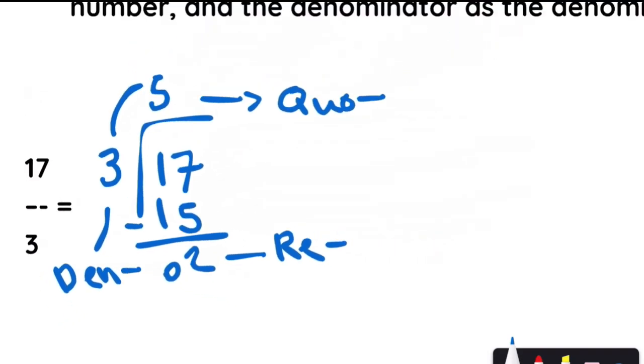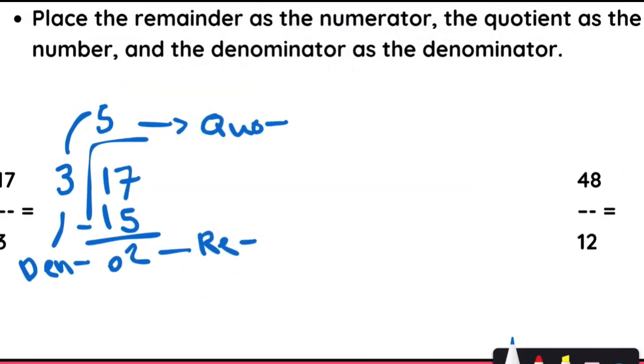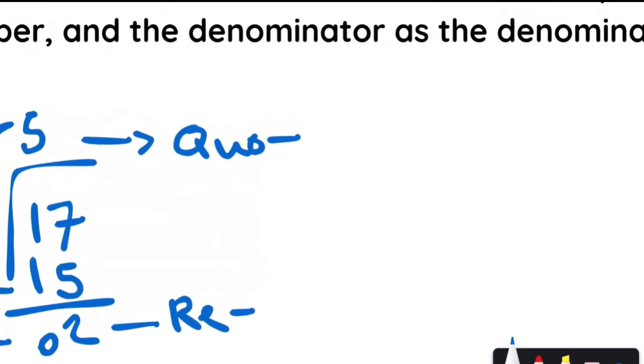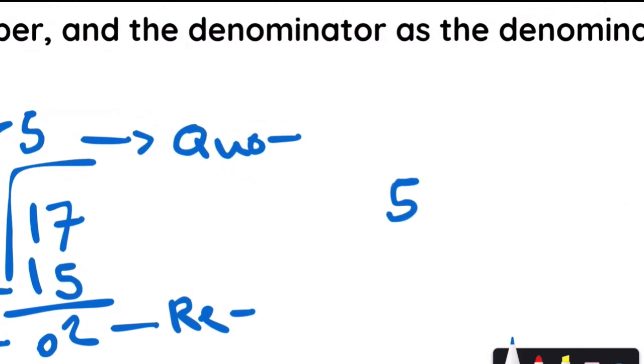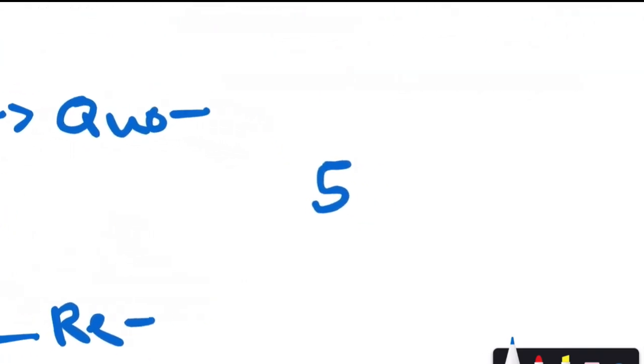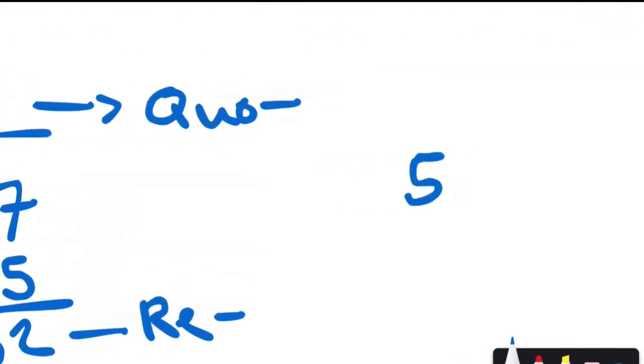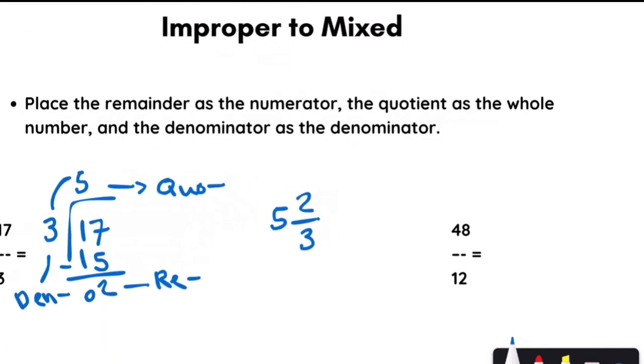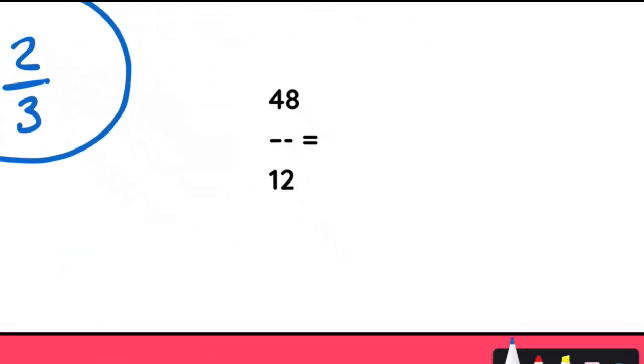So let's now place them in their places. I have the quotient as the whole number, so 5, my whole number. The remainder as the numerator, my remainder is 2. And the denominator as the denominator, so 3. So yeah, this is my mixed fraction. Now let's go with this one.